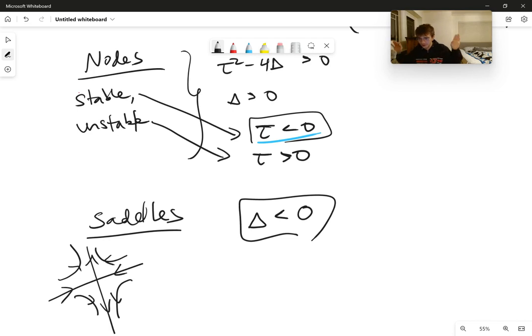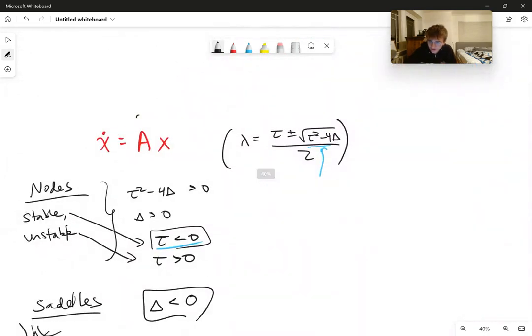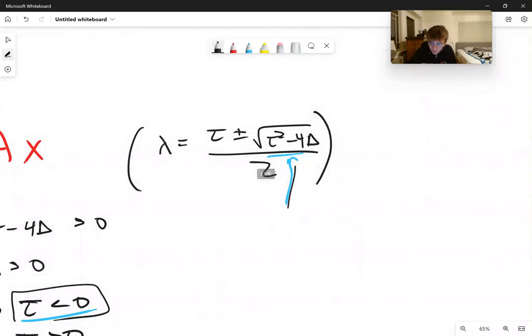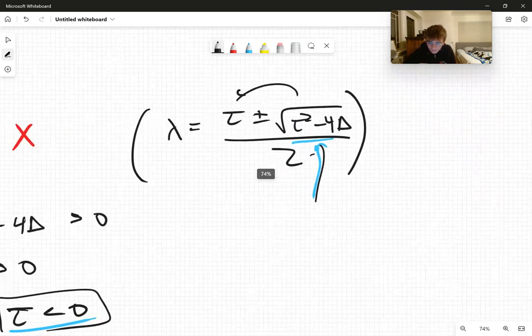Don't even need to worry about the trace. Don't even need to worry about anything. So with a negative determinant, you get a saddle no matter what. And that's just because if the determinant is negative, then this thing will always automatically be real and dominate the trace. So you'll always have eigenvalues of opposite sign that are real. So you get a saddle.